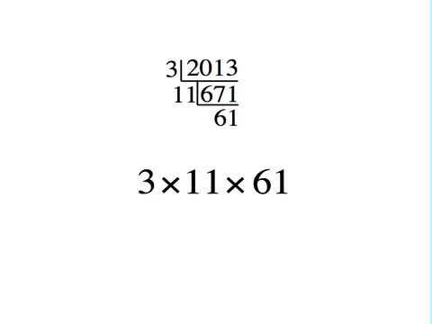Sometimes a calculator helps, but it turns out 11 works. And then you divide by 11 and you get 61. And then when you recognize 61 as a prime, you know you're done. And here's a prime factorization where exponents are not needed because there's 1 3, 1 11, and 1 61. 3 times 11 times 61, the prime factorization for 2013.